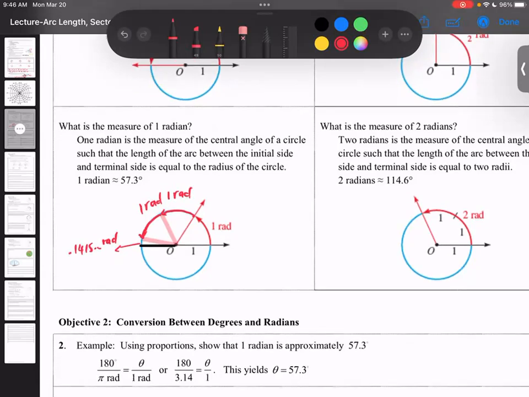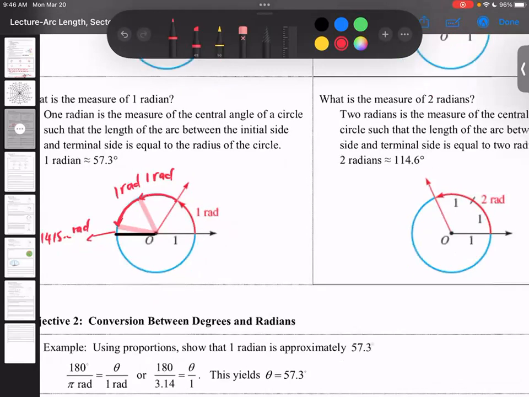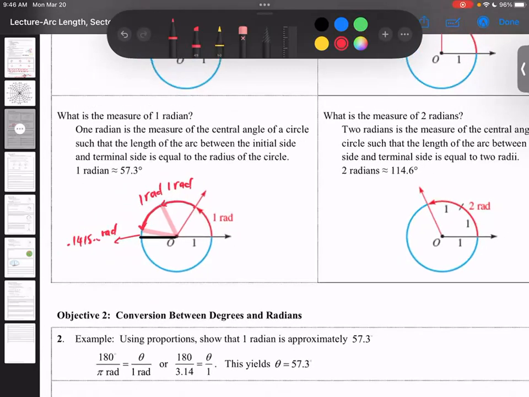1 radian is roughly 57.3 degrees. It's not like you have to remember that. 2 radians, you double that, so 114.6 degrees. Again, you are not supposed to remember that. It's just FYI.